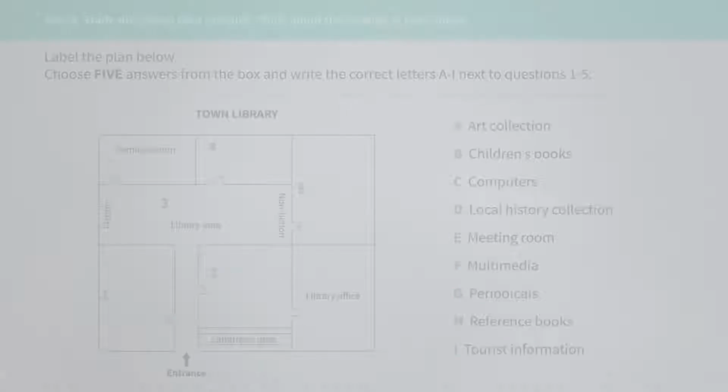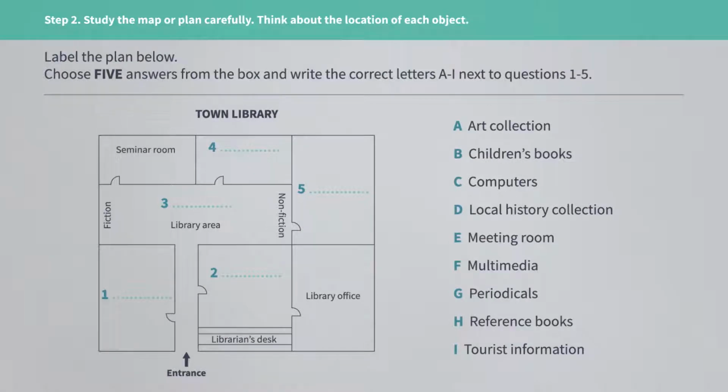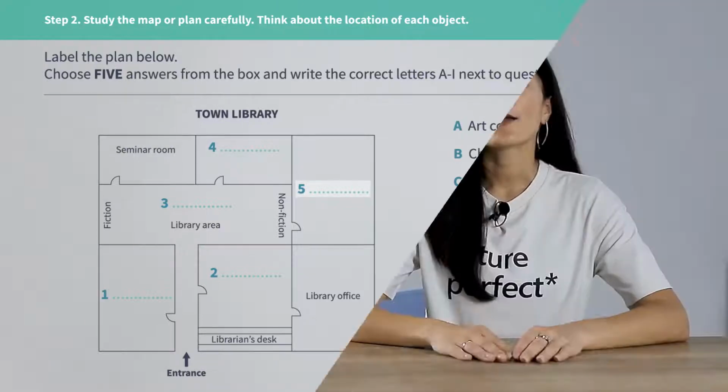Now, let's study the plan more carefully. We pay attention to where each object is and think how the speaker will talk about it. We see that question 1 is next to the library area and opposite question 2. Question 2 is on the left of the library office, immediately behind the librarian's desk. It's important to look through all the objects that are already labeled on the map. In the corner, there is a large room with question 5, and so on. So you see how we navigate through the plan and identify the location of each object.